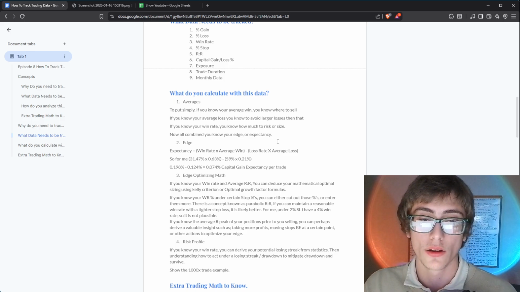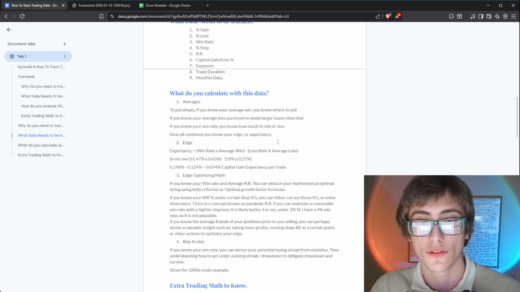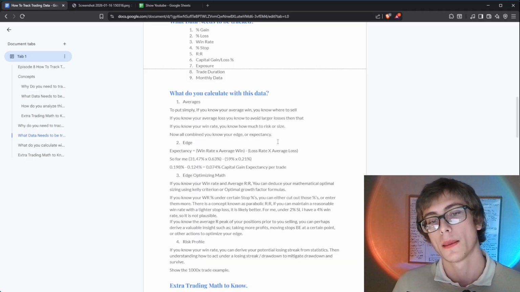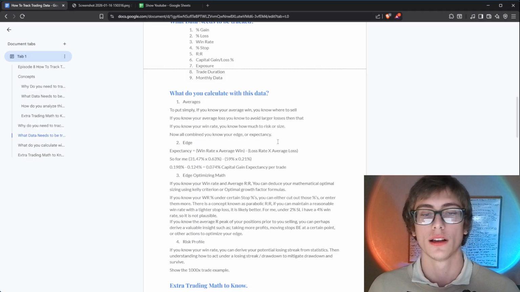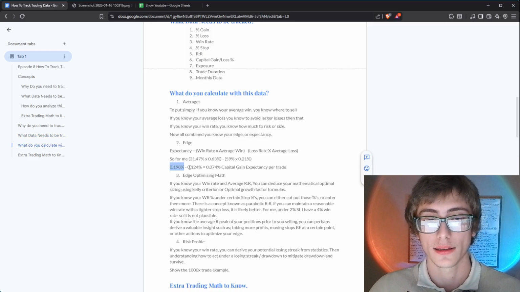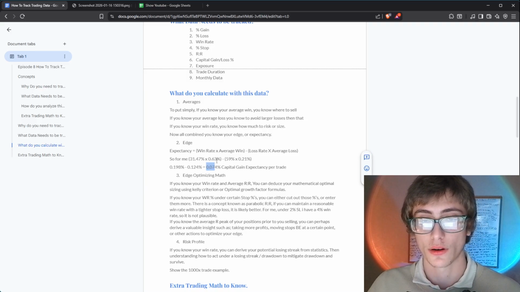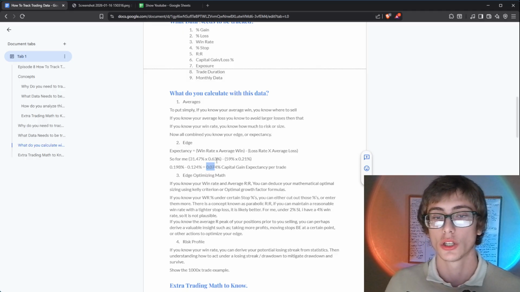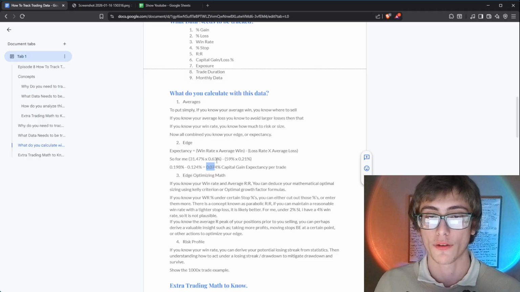So for me, 31.47% times 0.63% minus et cetera, et cetera. So you get 0.2% practically minus 0.12% equals 0.07% capital gain expectancy per trade. So based on this data, I have a positive expectancy per trade, right?